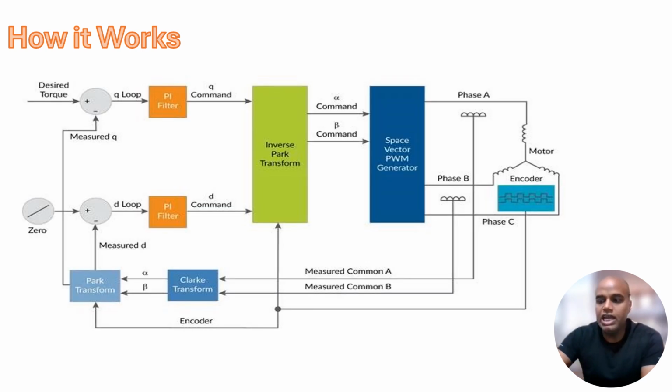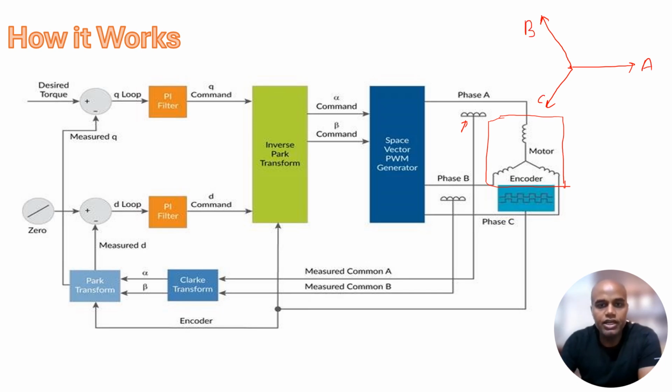Here we have one complete block diagram. With the help of this, we will understand how FOC works. This is my motor model, and we have the encoder which gives me the rotor position, and I'm sensing two phases. As of now I'm taking two-phase feedback from A and B. Here I'm talking about ABC, which are 120 degrees apart, something like this. So this is my A, B and C phases.